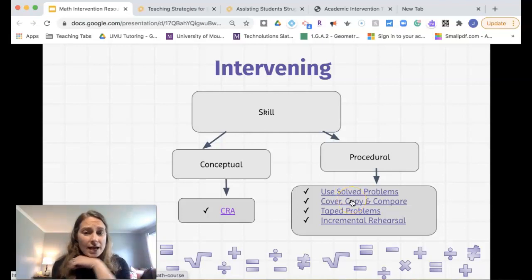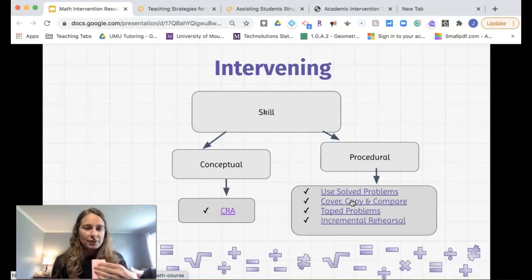Another one that I use a lot is cover, copy, compare. So with cover, copy, compare, you basically take a piece of paper and fold it into thirds, really any way. It doesn't really matter how you fold it into thirds. And then you solve a problem with students. So you have them actually write a problem and then solve it.